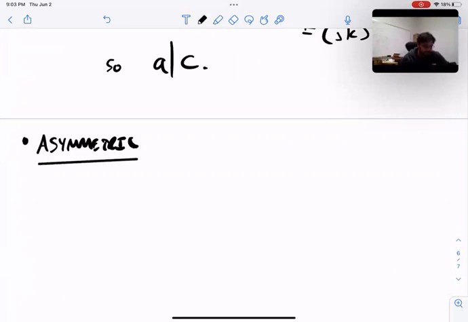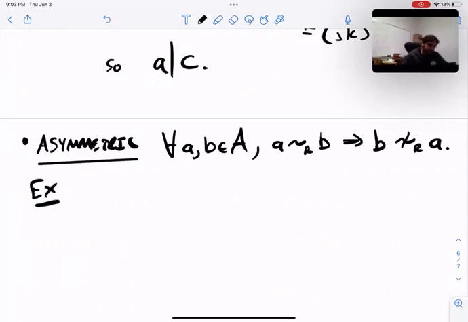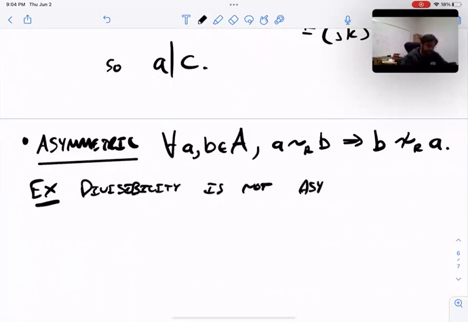And asymmetric means the following. It means that if A and B, again, are elements of your set, then A relates to B implies that B does not relate to A. And that's asymmetric. So here, divisibility is not asymmetric.